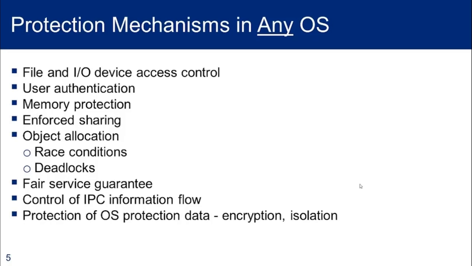Processes sometimes need to communicate with other processes or synchronize access to shared resources, and when that happens, the OS needs to control IPC information flow. This mediation is typically managed via the access control mechanism. OS protection data consists of items like audit data, C-lists, and ACLs, passwords, all of which must be protected.